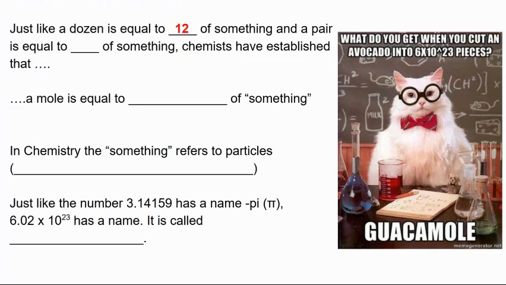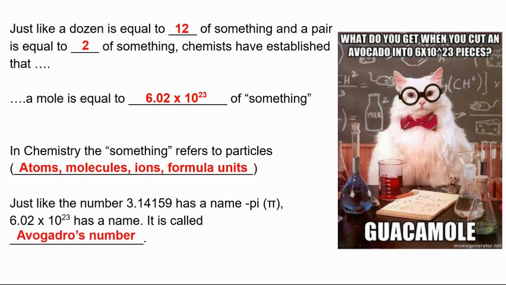So just like a dozen is equal to 12 of something, and a pair is always equal to 2 of something, chemists have established that a mole is always equal to 6.02 times 10 to the 23rd of something. In chemistry, that something could be atoms, molecules, ions, or formula units. So just like the number in math class, 3.14159 has a name called pi, 6.02 times 10 to the 23rd in chemistry is called Avogadro's number.